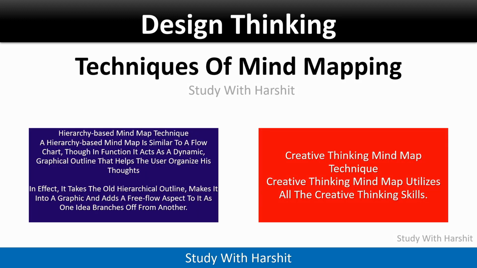A hierarchy based mind map technique is similar to a flow chart. Through a function, it acts as a dynamic graphical outline that helps the user organize his thoughts. In effect, it takes the old hierarchical outline, makes it graphical, and adds a free flow aspect to it as one idea branches off from another.